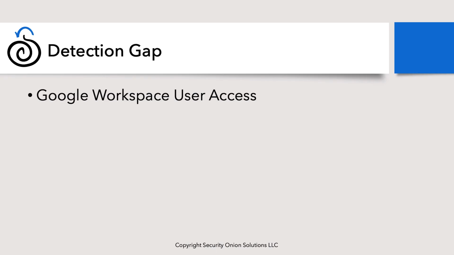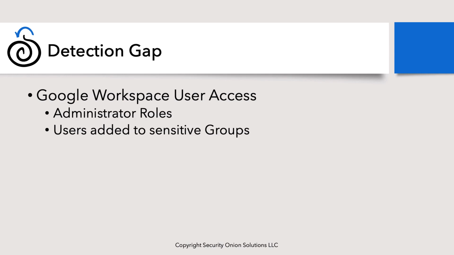And the concern is that we really don't have any visibility or detection around user access, and specifically around administrator roles and users being added to sensitive groups. We want to know when a user gains any kind of administrative access, as well as when they're added to a sensitive group. Let me go ahead and show you what I mean by that.